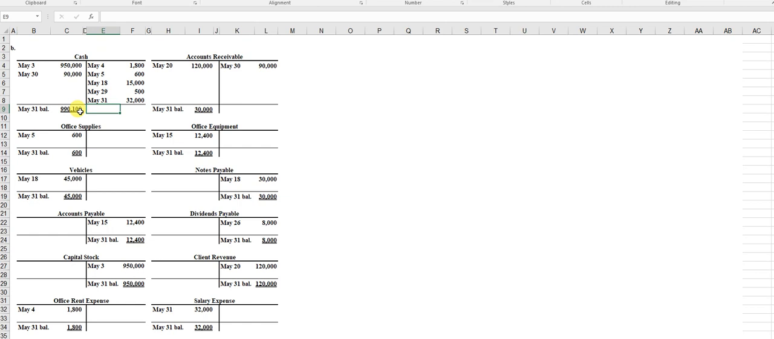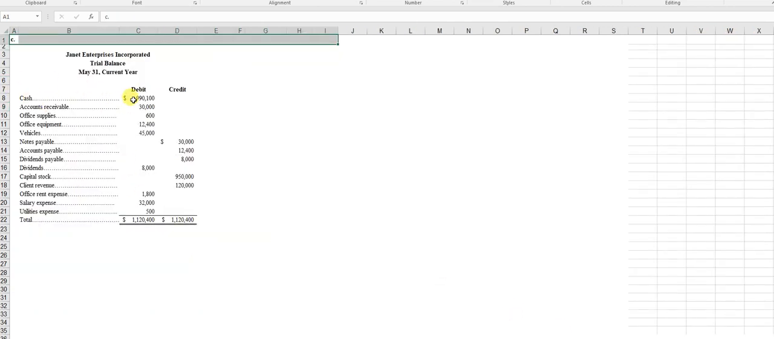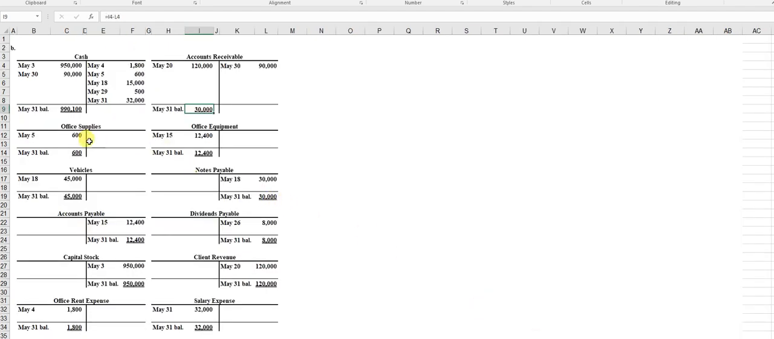And then what I do is a trial balance. A trial balance just simply lists all of the accounts. So I'm going to put cash, 99,100. Accounts receivable, debit of 30,000, etc. So I'm going to show you that. So I got cash of debit of 190,100, accounts receivable 30,000, and I simply list all of these balances.